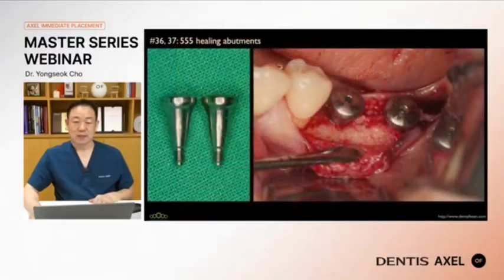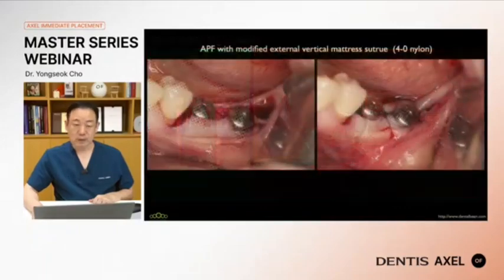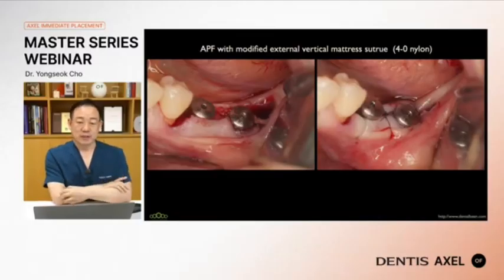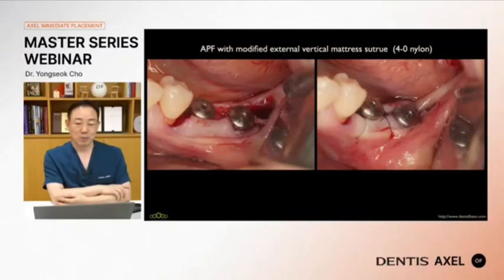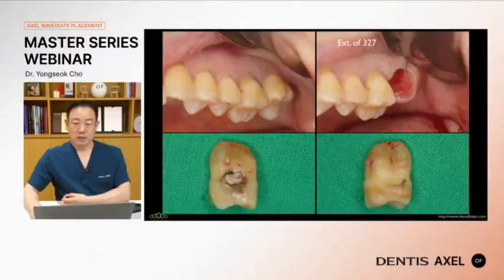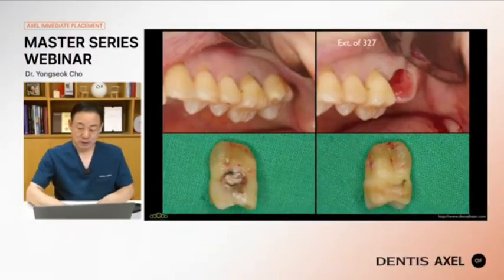Here I connected a healing abutment, and again I tried apically positioning suture. These days, I don't do simple interrupted suture at mandibular molar site. I always try apically positioning suture to increase buccal attached gingival zone. And I extracted number 27.